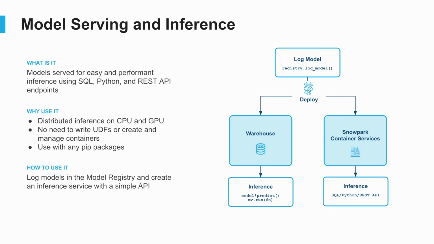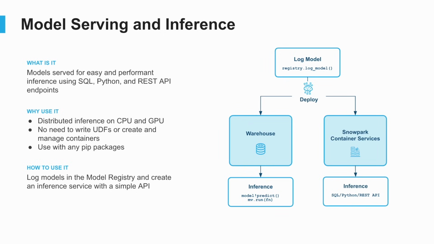All right, so in terms of taking a look at inference from the model registry, what it is: a streamlined way to serve models for fast, scalable inference via SQL, Python, or REST API endpoints. Why use it? It enables distributed inference on both CPU and GPU without needing to write UDFs or manage container infrastructure, while supporting any pip installed packages.